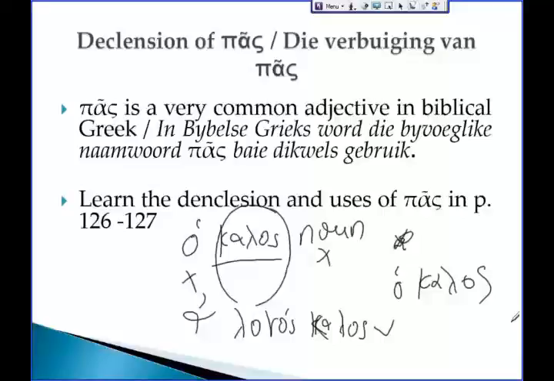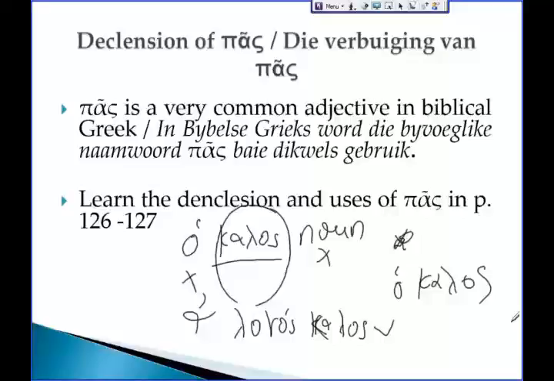Second example. In the less common, and underline that, less common. We started with the very common, so that you must master by no means. No chance. You have to know it. In the less common, the attributive position, it refers to the whole, the collective sum of the individual parts. Let's look at the example.